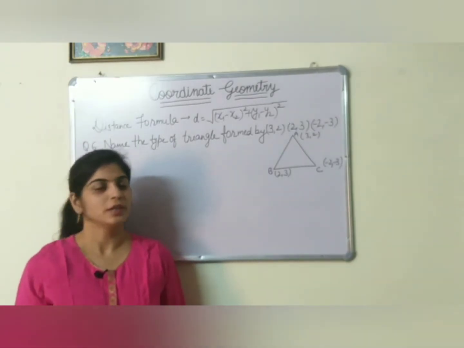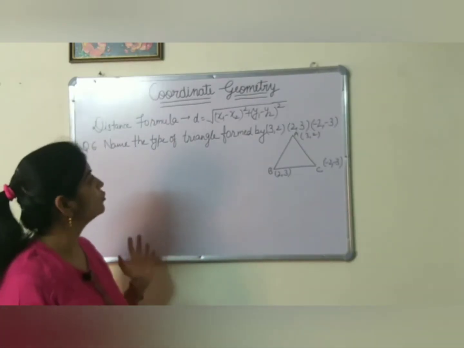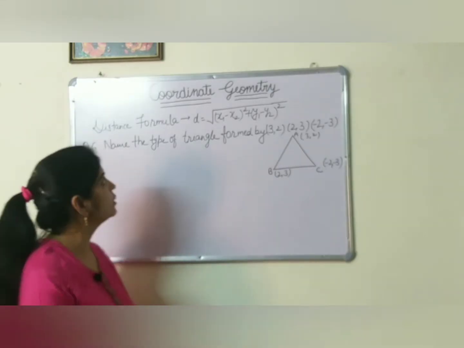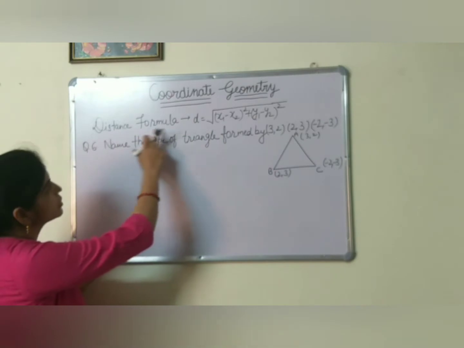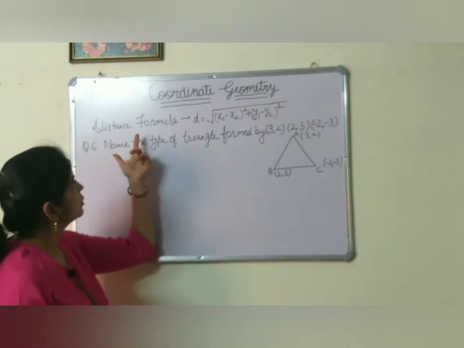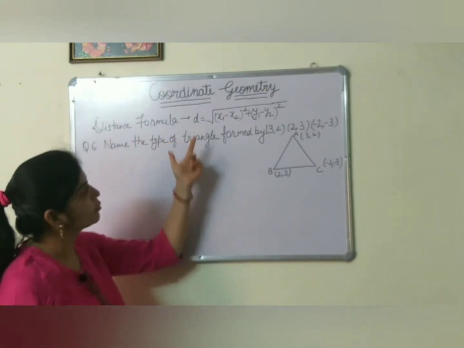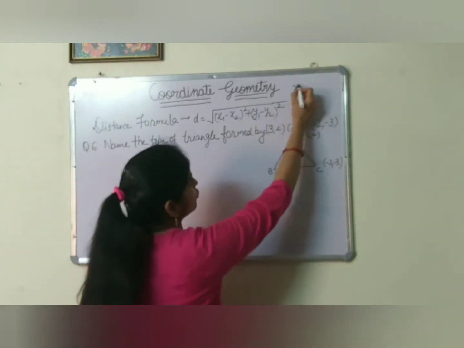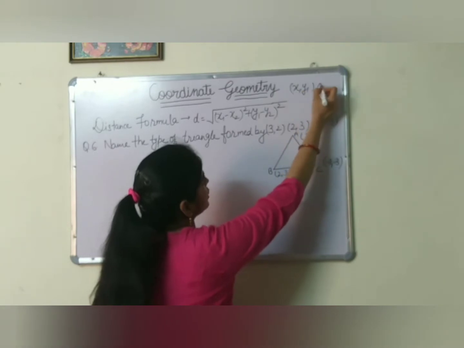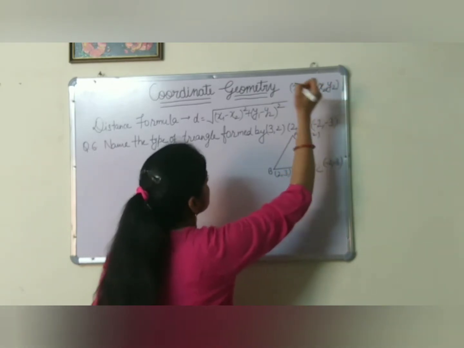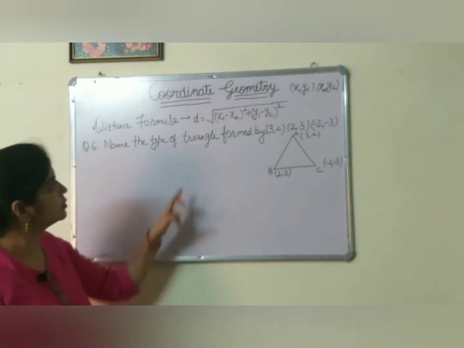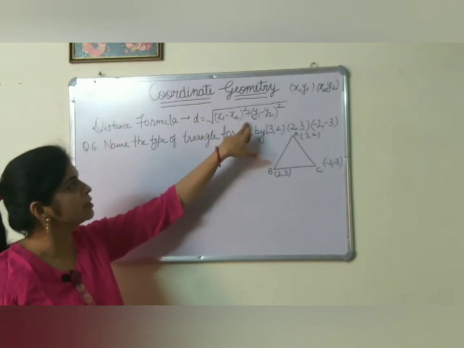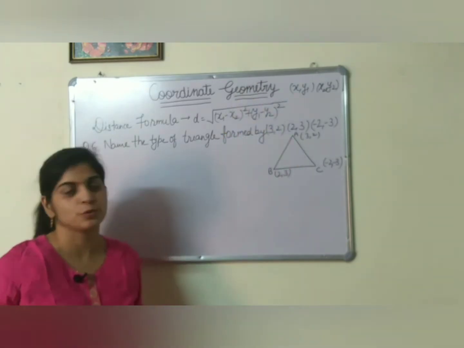Welcome all of you. In this lesson of 10th class, we are continuing the coordinate geometry. In the last lesson, we have discussed about distance formula. We have to find out the distance between 2 points. Their coordinates are x1, y1 and x2, y2. And we can find the distance by using this distance formula, that is d is equal to under root of x1 minus x2 whole square plus y1 minus y2 whole square.